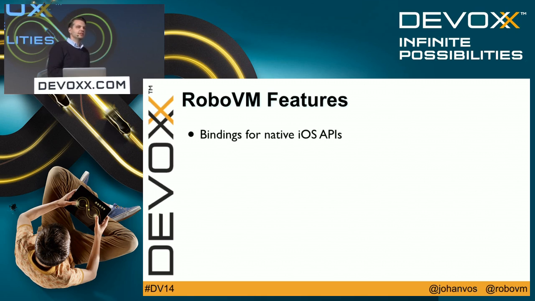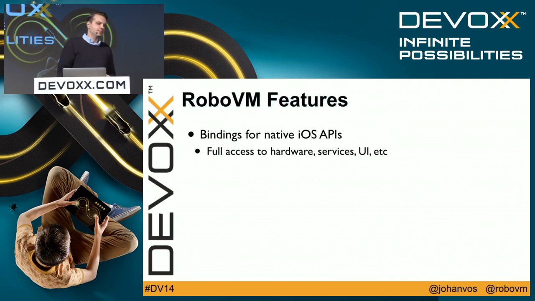We also provide bindings for all of those APIs that Apple provides on iOS. So everything that you could do if you used Objective-C or Swift to develop your app, you can also do from Java and RoboVM. So Apple provides APIs for accessing hardware, GPS sensors, there's services, notifications, in-app purchases, whatever. Building native UIs using native controls. So you can build an app that looks and feels exactly like what you would get if you had used Objective-C or Swift. There's really no difference.